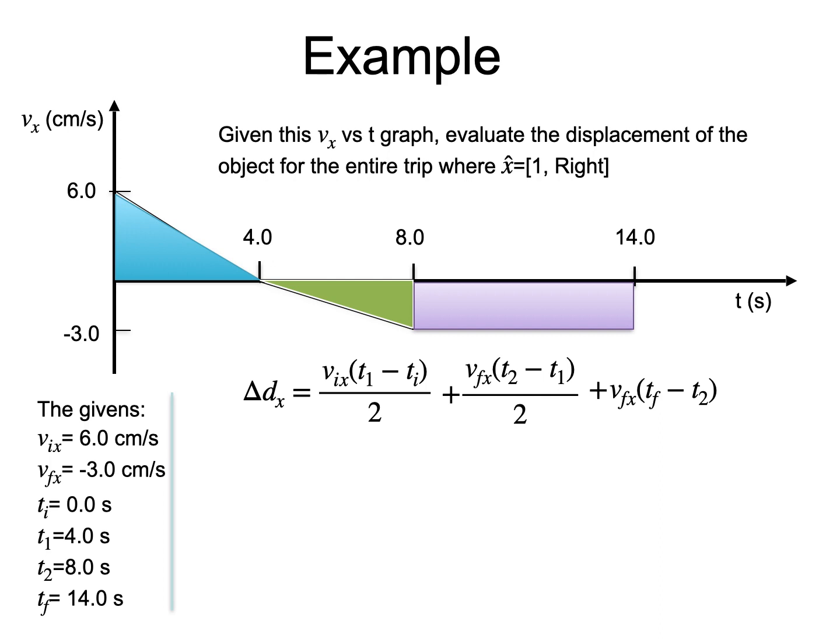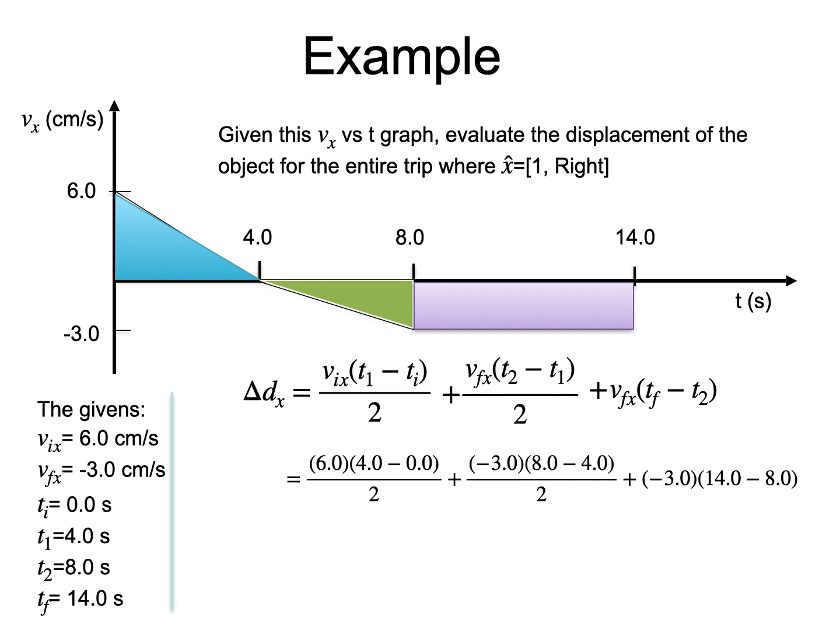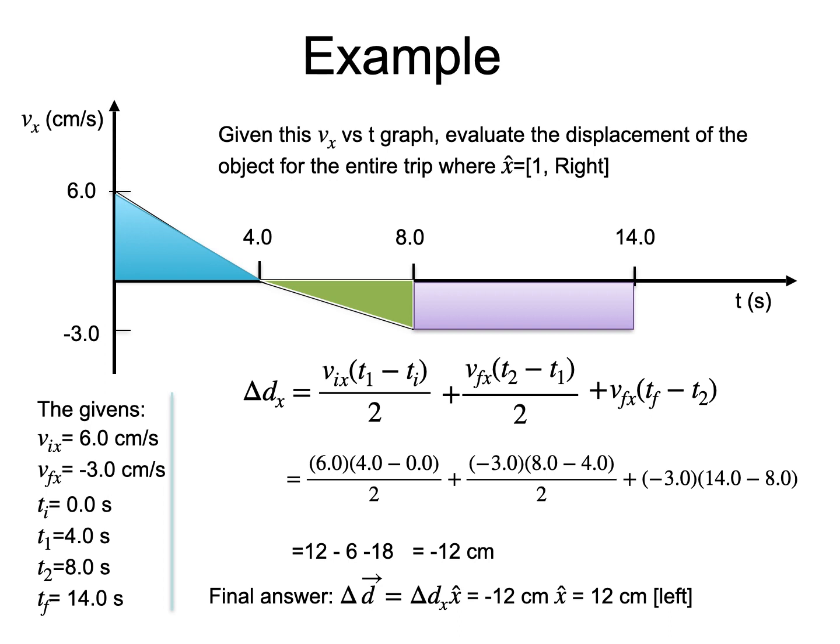Substituting the numerical values for the givens leads to this, and to the numerical value for the x component of the displacement. The question is about the displacement, so the final answer is 12 centimeters left, which means that at the end of this trip, the object is 12 centimeters to the left of where it started.